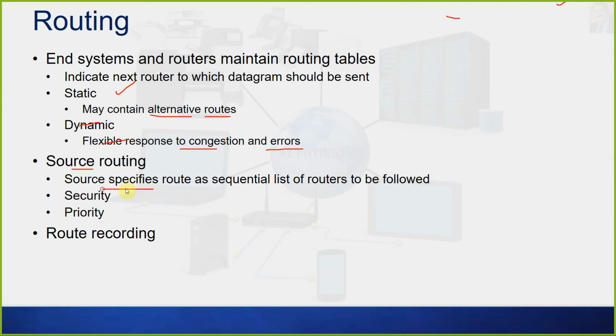Source routing. The source specifies routes as a sequential list of routes to be followed. That includes security and priority, everything. Then we have route recording. That is how the packet from the source will reach the destination.